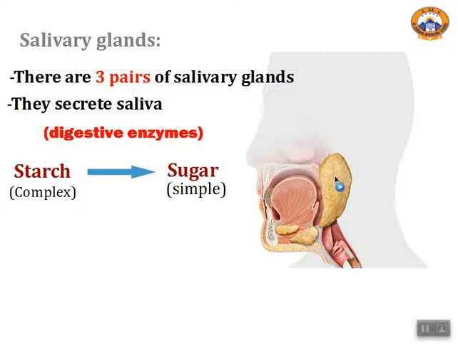simple ones. The saliva can change the starch if you are eating a food type starch. It's a complex type of food. This saliva or the digestive enzymes in the saliva will change or convert this starch into simple sugar. So the digestion of starch starts in the mouth by the help of the saliva.